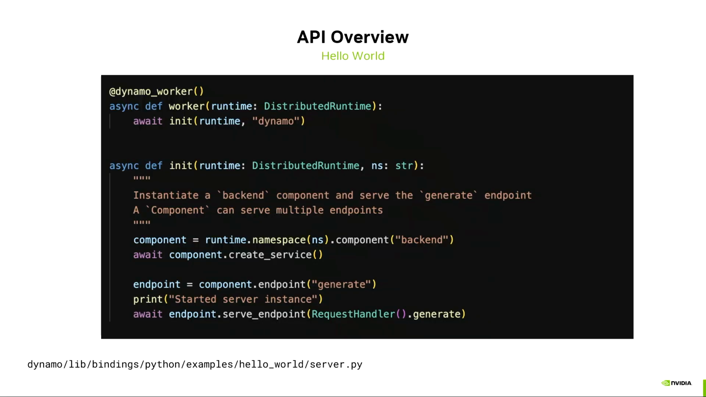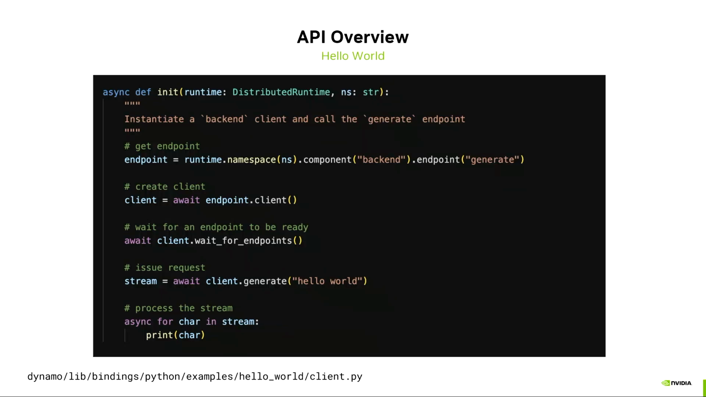But at this point, while we await that endpoint, it's being served. How do we call it? Just as easy. We instantiate our distributed runtime. We address it with our namespace, component, endpoint. And then we create a client.